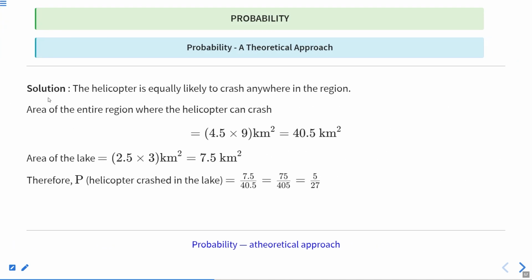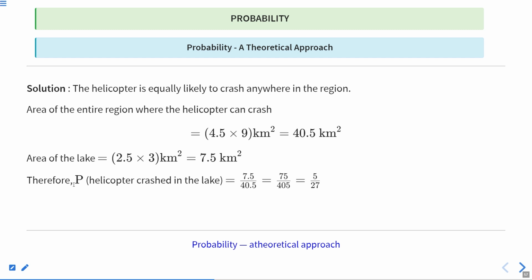The helicopter is equally likely to crash anywhere in the region. So the area of the entire region where the helicopter can crash is equal to 4.5 times 9 square kilometers, that is equal to 40.5 square kilometers. And the area of the lake is 2.5 times 3 square kilometers, that is equal to 7.5 square kilometers.